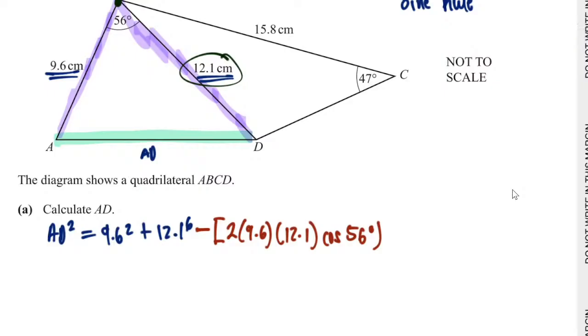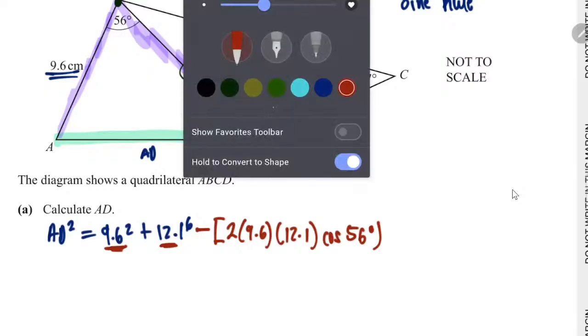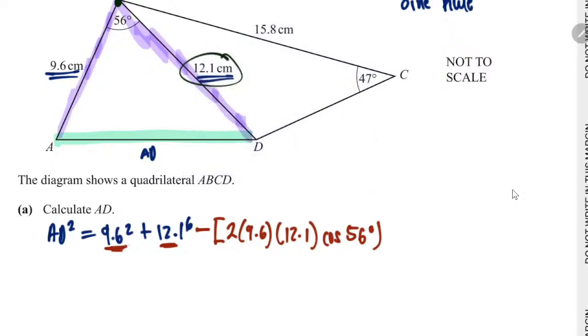No, it doesn't matter which one is written first. 9.6 and 12.1 are just fine. Don't worry about them. I'll show you why. The order doesn't matter. You should just make sure you add before you subtract.